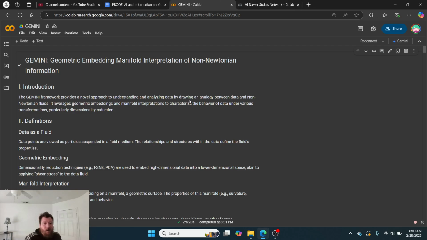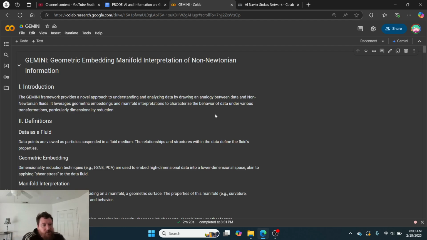And then this is the notebook interpretation and introduction of GEMINI for you. I have the full mathematical equation, so if you're interested more in the mathematical breakdown and structure of GEMINI, I have it available in my GitHub repository. And so GEMINI stands for Geometric Embedding Manifold Interpretation of Non-Newtonian Information.